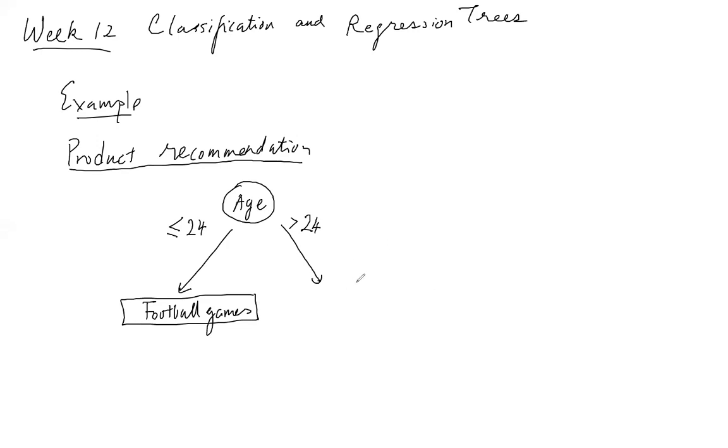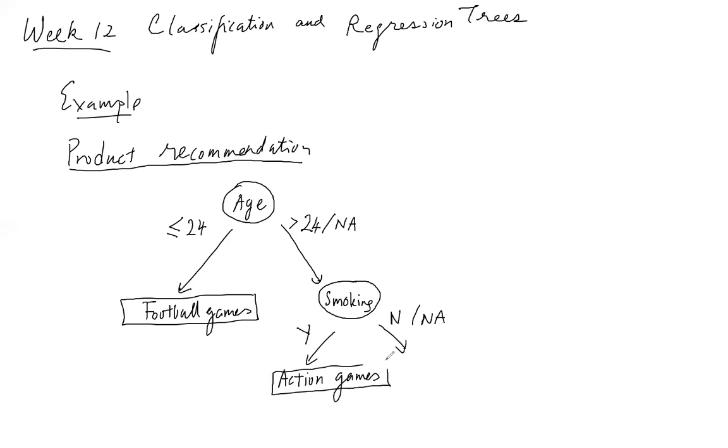If they are more than 24, then maybe you can consider another variable, let's say whether they smoke or not. If they smoke, and the others are maybe they don't smoke or you have missing values. So it can take in missing values. In fact, the missing values may also go to the right-hand side. If they smoke, then you will recommend action games, those that are like shooting or punching people and stuff like that.